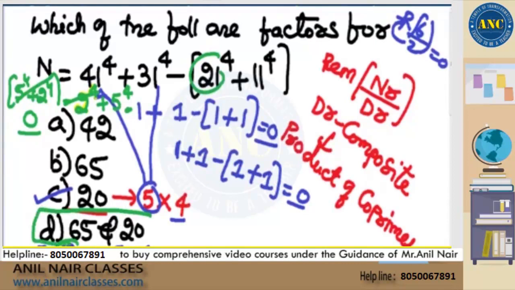Answer is 65 and 20. By looking at the question, students might tick mark 20 as the answer, which is incorrect. Answer is 65 and 20.